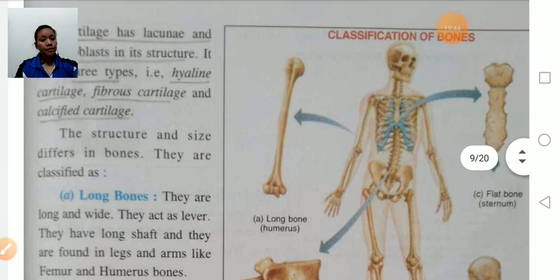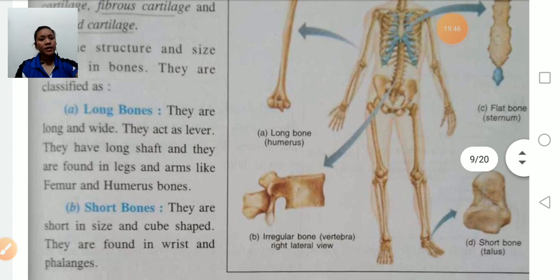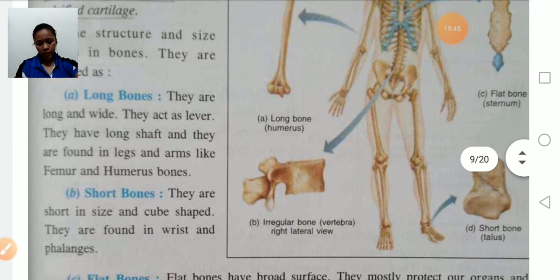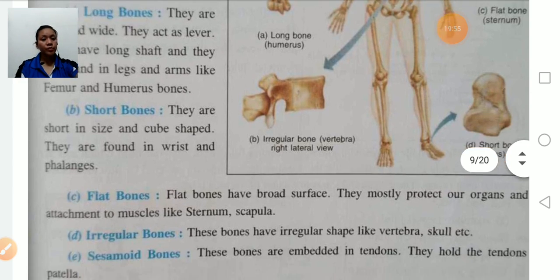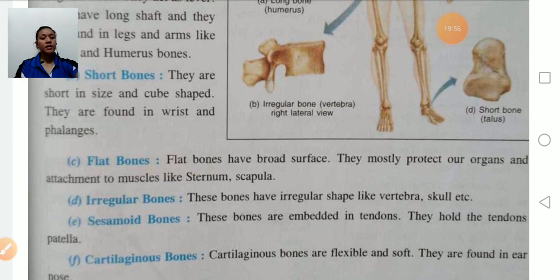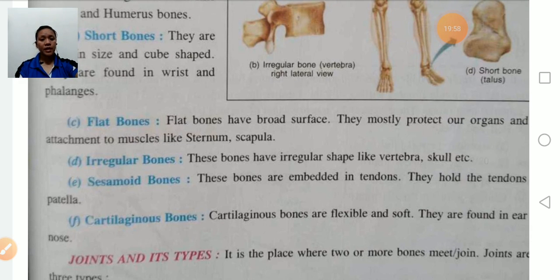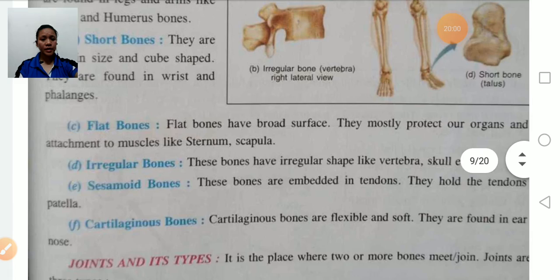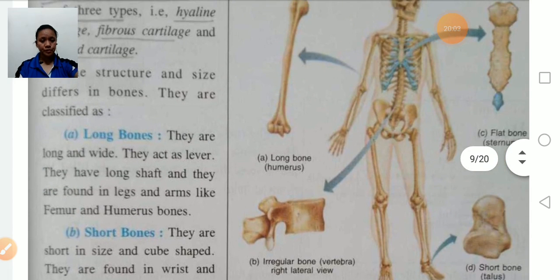Types of bone. There are six types of bone: long bone, short bone, flat bone, irregular bone, sesamoid bone, and cartilaginous bone. These are the types of bone.